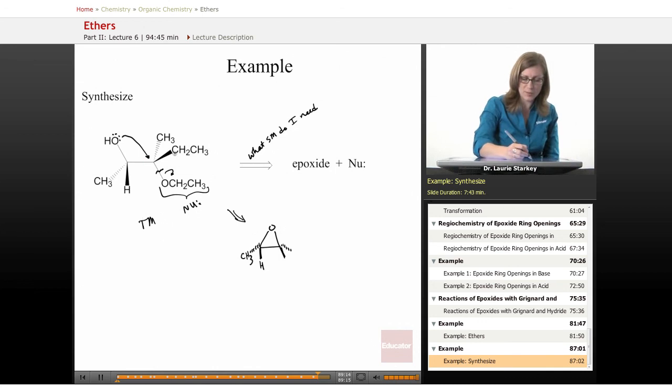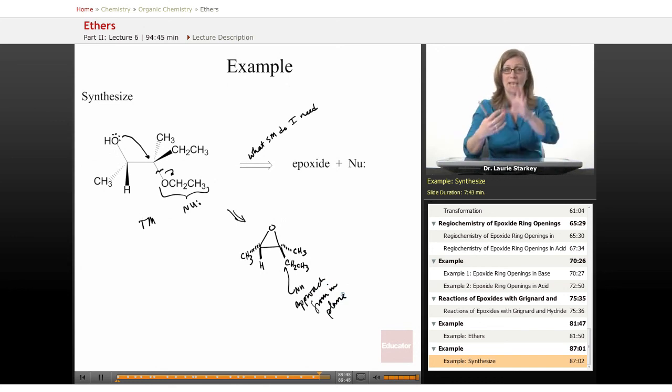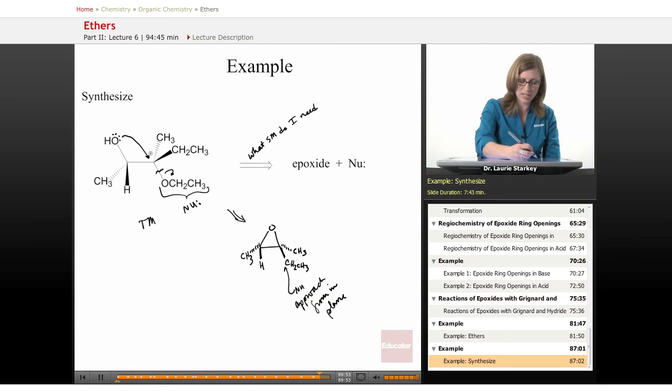Because my ethyl group was a wedge and my methyl group was a dash, there's still going to be a wedge and a dash when this nucleophile adds in. Let's think about it in the forward direction. My leaving group is in the plane. That means my nucleophile must approach from in the plane. It's not going to come in as a wedge or a dash because my leaving group is a straight line. So the nucleophile comes in and ends up as a straight line.